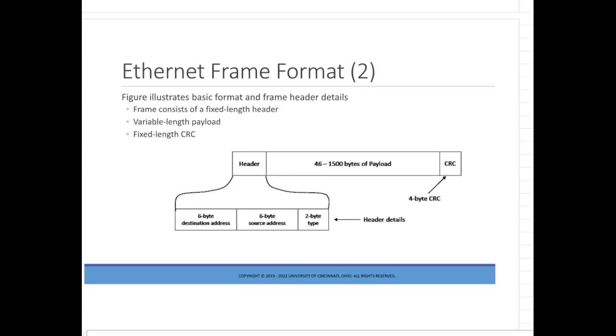The figure illustrates the basic format and the details of the frame header. As the figure shows, an Ethernet frame consists of a fixed length header, a variable length payload, and a fixed length CRC. Cyclic redundancy check, CRC, is a form of error checking. The 48-bit or 6-byte MAC address is the entry for the destination and source addresses. The remaining field in the frame is the type field.